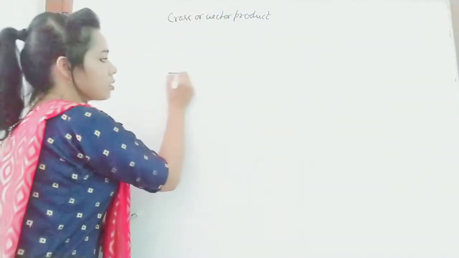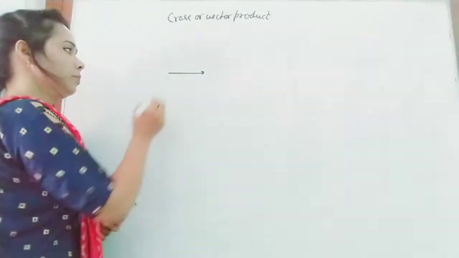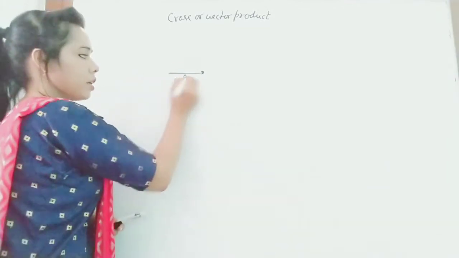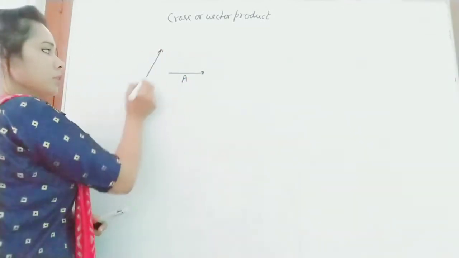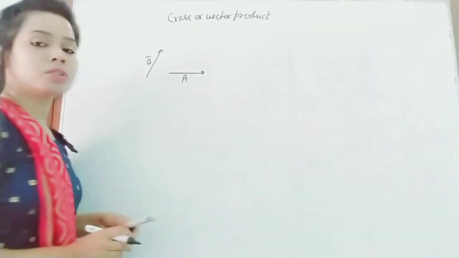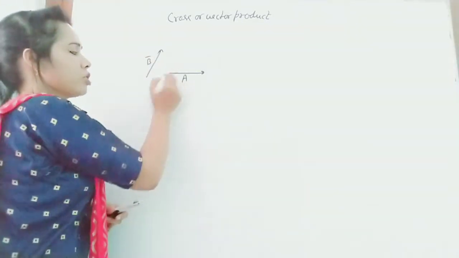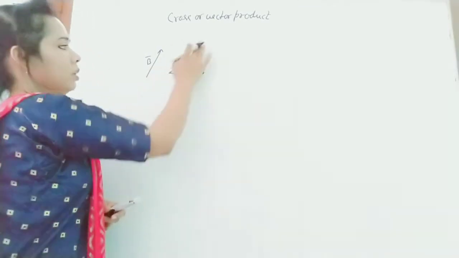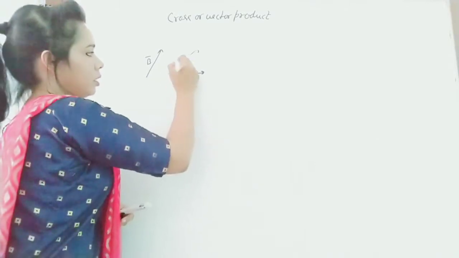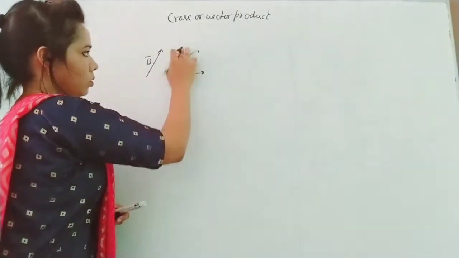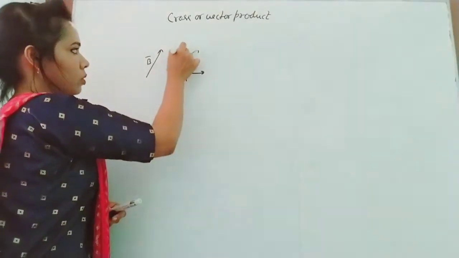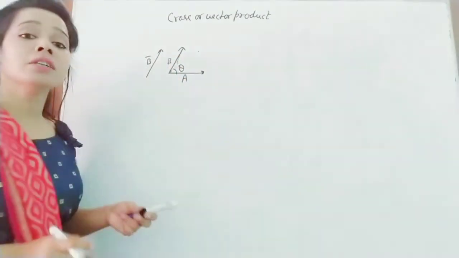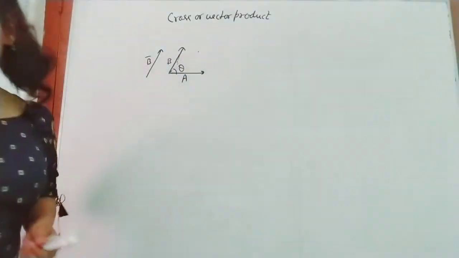If there are two vectors, vector A and vector B, suppose this vector is A and this is vector B. First of all, you will shift it parallelly and check the angle. So this is the parallel shift. Suppose the angle between these vectors A and B is theta, then what will be the cross product of these two vectors?